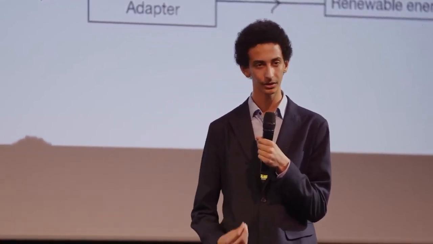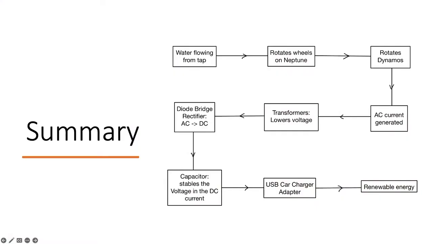So once we have changed from AC to DC, we use a capacitor, which is a device that can be used to store surges in voltage. The reason we need this is because when a conversion of currents happens, there are ripples in the waves of the voltage, which need to be smoothed out by the capacitor. Once the direct current is stabilized, we can then connect it to a USB adapter so that we can charge any device with it.